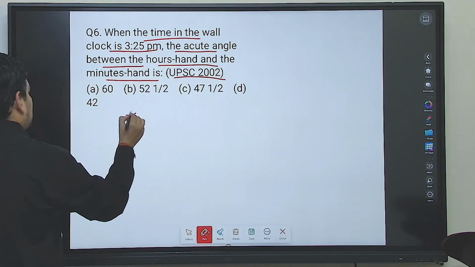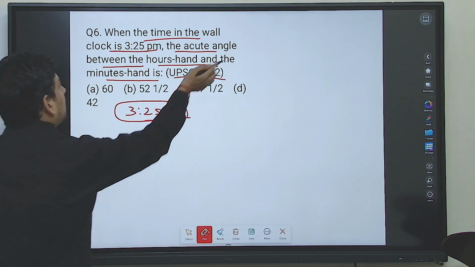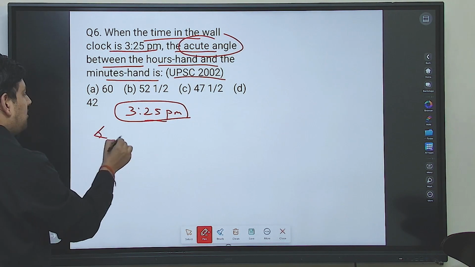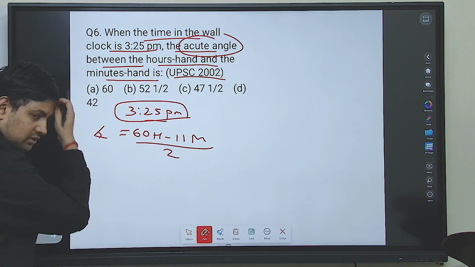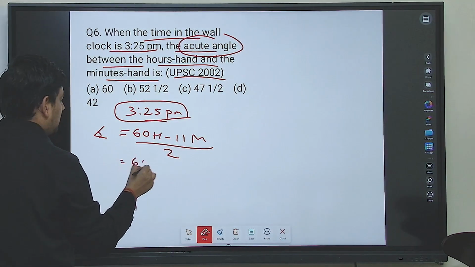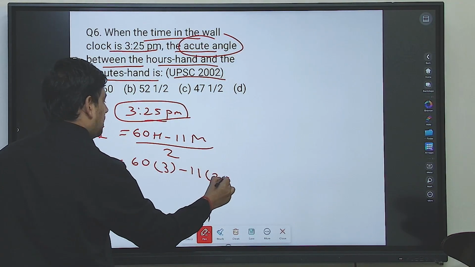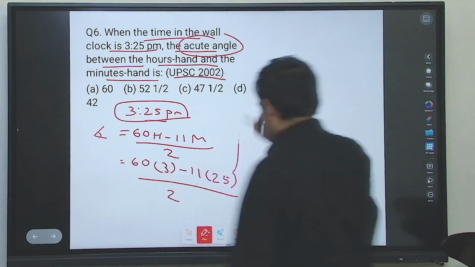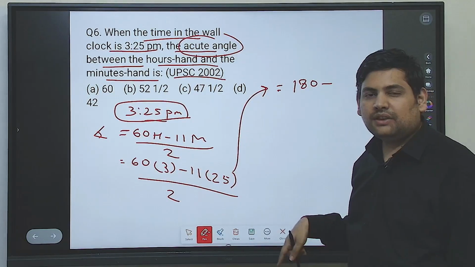So the time is 3:25 p.m. Now you need to find the acute angle. So whatever angle formula you know, this is 60h minus 11m by 2. Okay, now let's find it. So 60 times how many hours are completed? 3, minus 11 into 25 by 2. Correct? Then 60 into 3 is 180 minus 11 into 25.